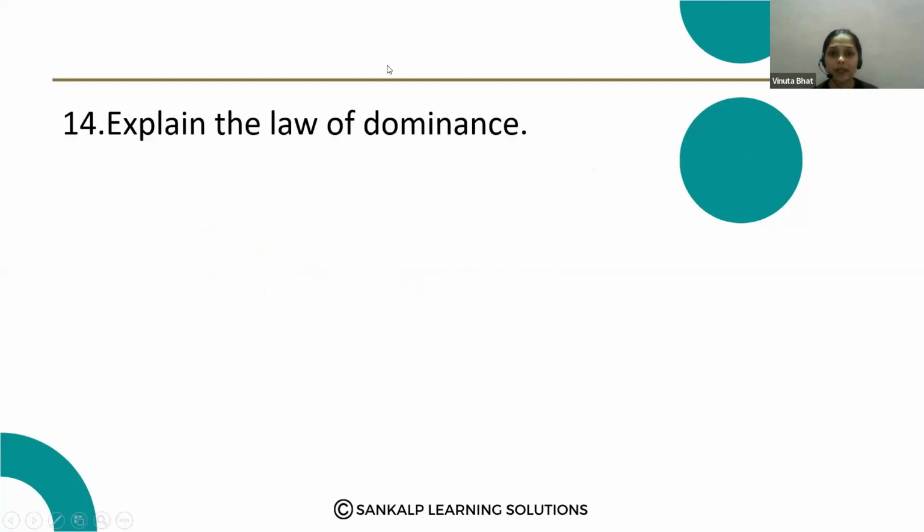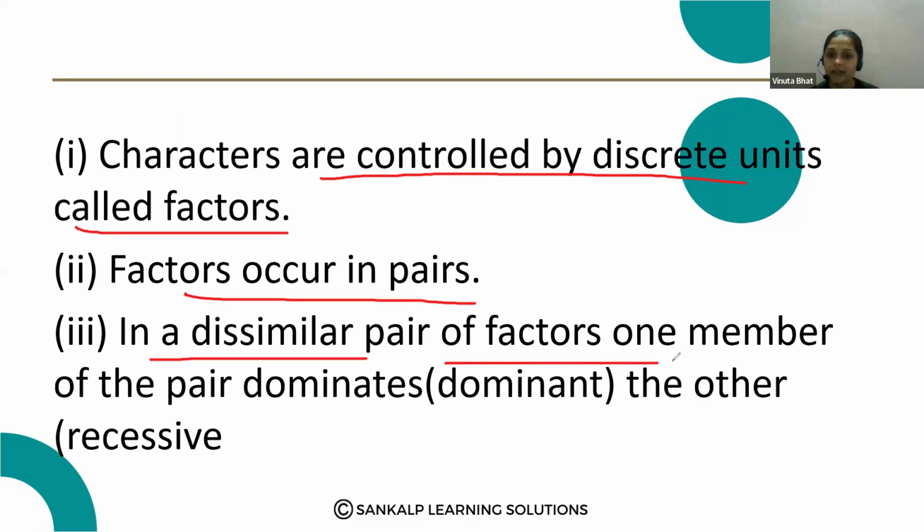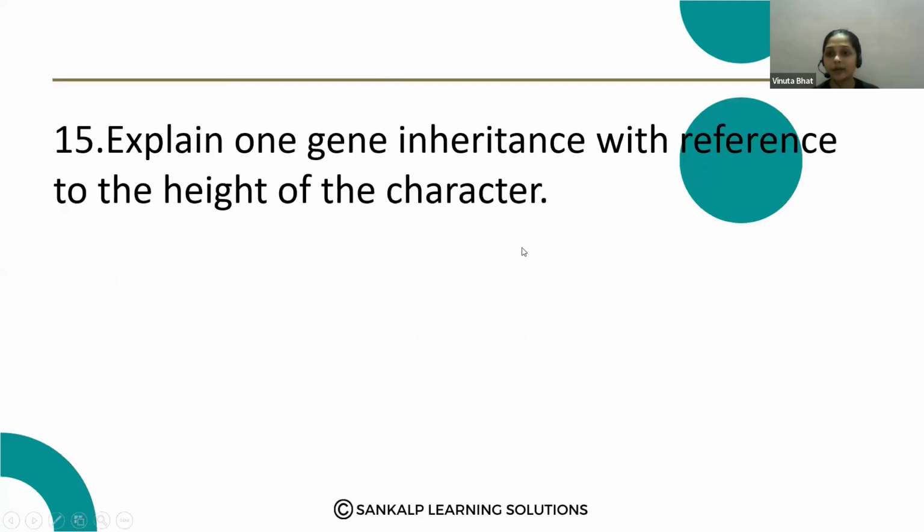Explain the law of dominance. This law of dominance you have to explain with an example. The characters are controlled by discrete units called factors, and factors are in pairs. In a dissimilar pair of character factors, one member of the pair dominates, the other is recessive. One is dominant and the other is recessive. So this is the law of dominance. You can explain with the help of a monohybrid cross example.